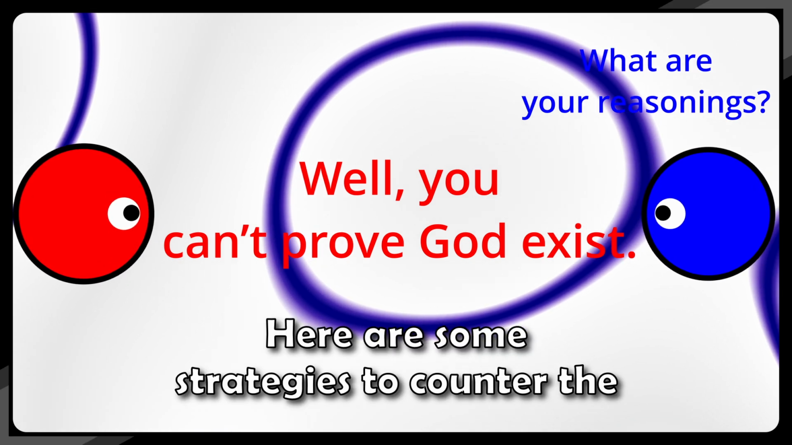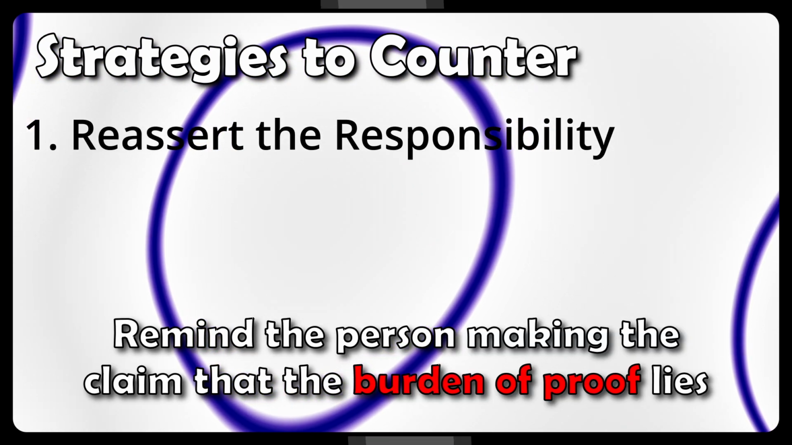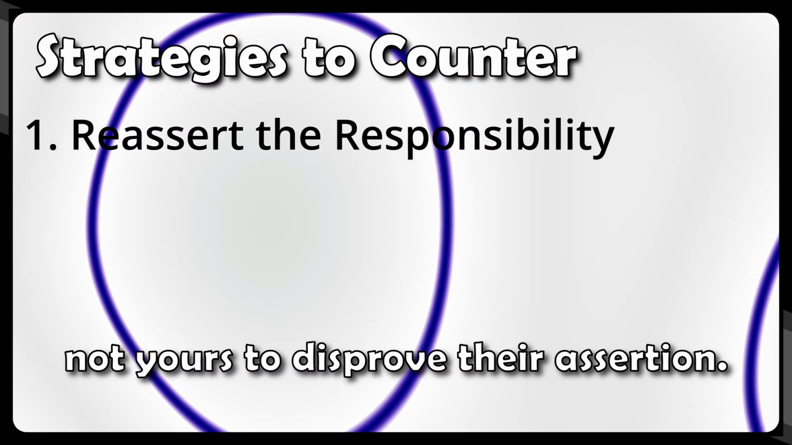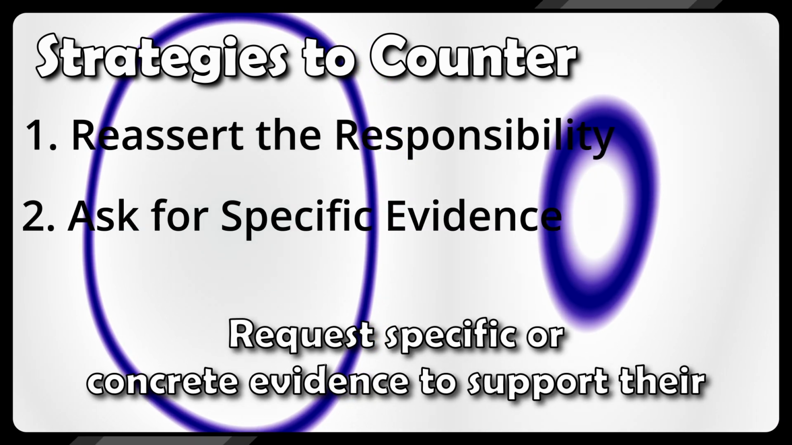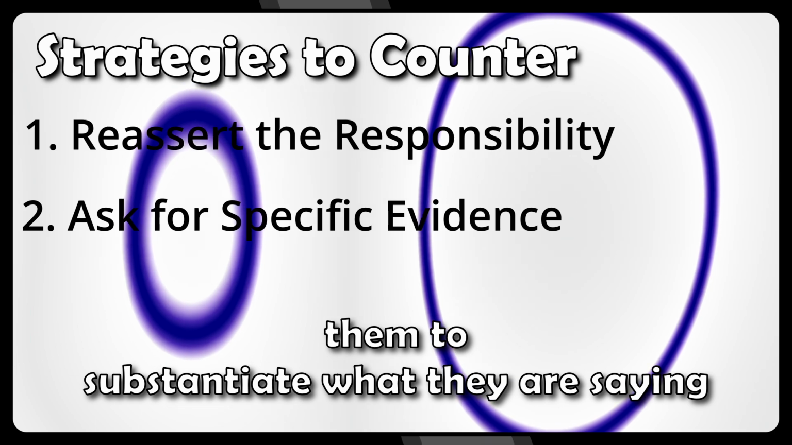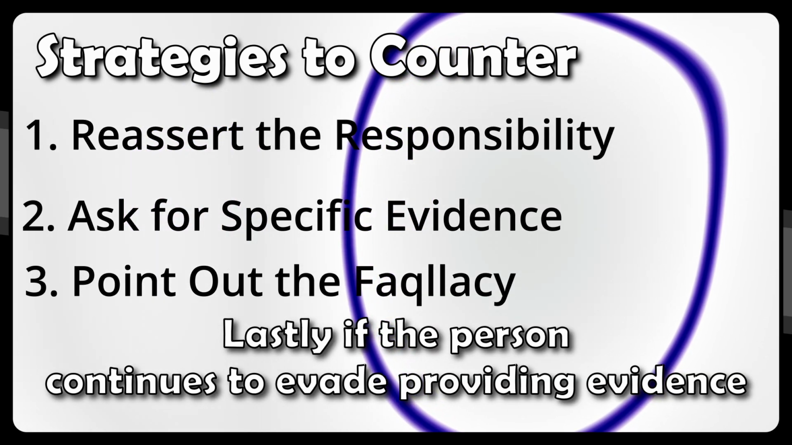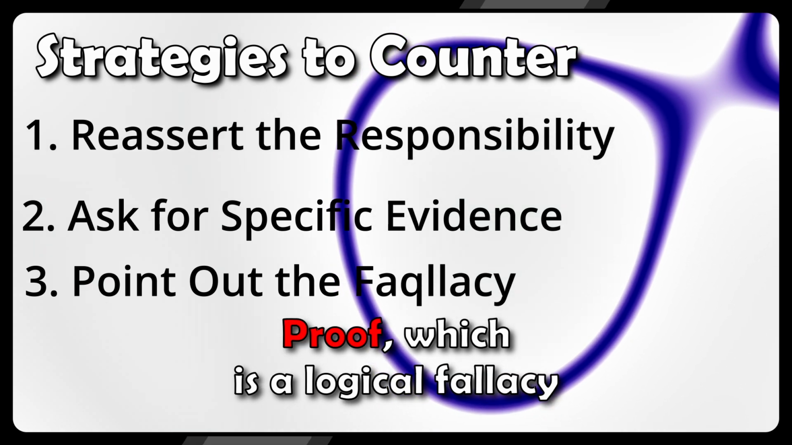Here are some strategies to counter the shifting the burden of proof fallacy. Firstly, remind the person making the claim that the burden of proof lies with them. It's their job to provide evidence or reasoning, not yours to disprove their assertion. Secondly, request specific or concrete evidence to support their claim. This puts the focus back on them to substantiate what they are saying. Lastly, if the person continues to evade providing evidence, point out that they are attempting to shift the burden of proof, which is a logical fallacy.